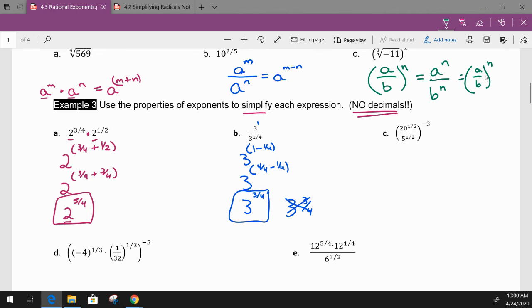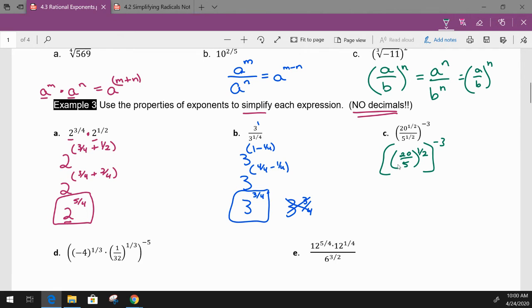Now, sometimes this is helpful and sometimes it's not, but in this problem, we do not have the same base, but we do have the same exponent, which means I can divide the bases and then take them to the 1/2 power. Now don't forget that you do have that exponent of -3 on the outside. We'll deal with that in a minute.